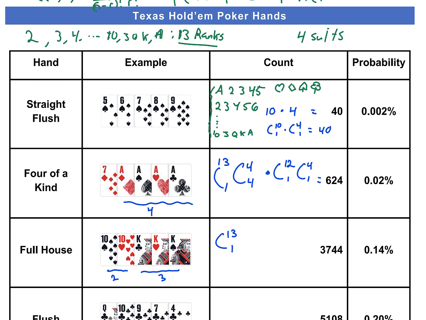Choose one for your 3 of a kind. So 3 of a kind, you have 4 suits. You choose 3 of them. So that's the 3 of a kind. And then that's a multiplication.